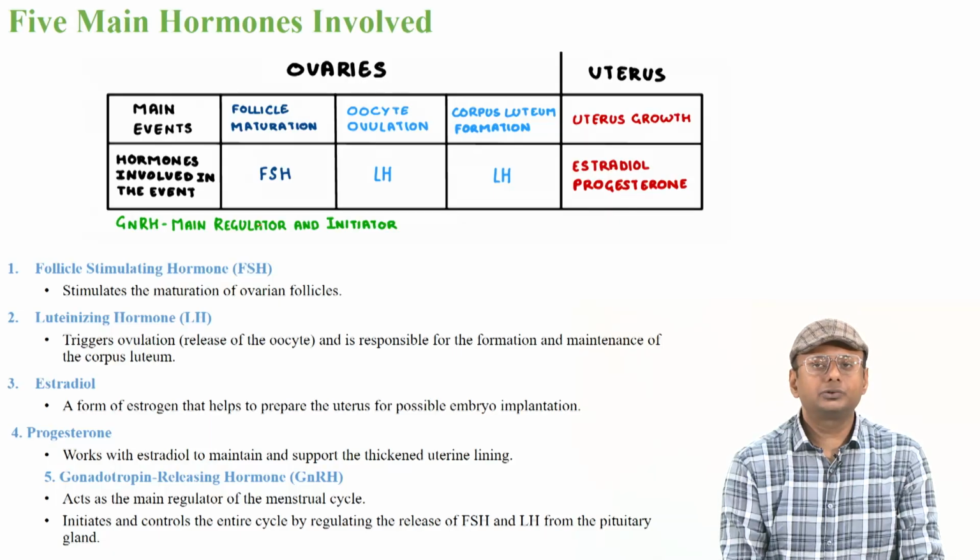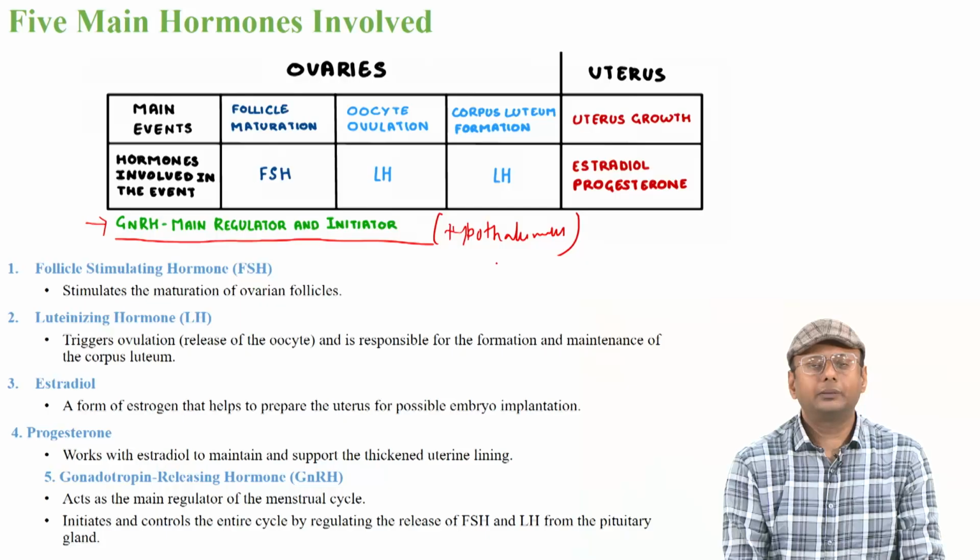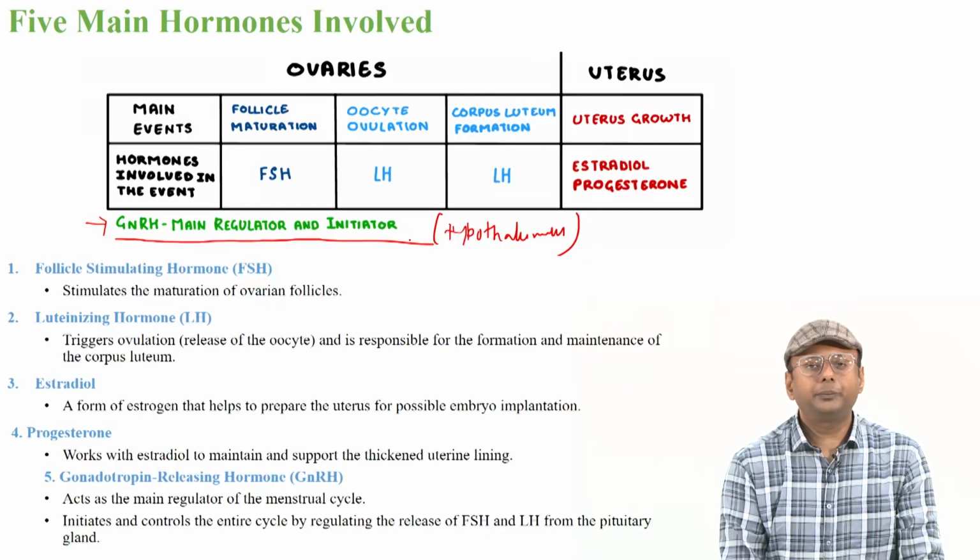So what are the 5 hormones we discussed? Lastly, another important hormone we should discuss is the gonadotropin releasing hormone. This gets secreted from the hypothalamus, and it is the precursor hormone that stimulates the anterior pituitary to secrete FSH and LH. We will see again how the whole hormonal signaling happens, but in short there are 5 different important hormones.